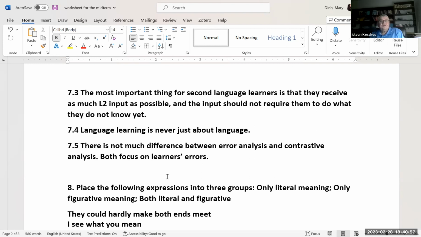As far as error analysis is concerned, that is much broader, because error analysis emphasizes that there are several different kinds of sources of errors in a second language.